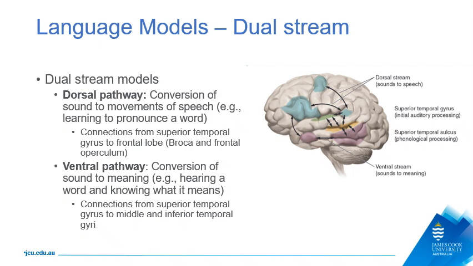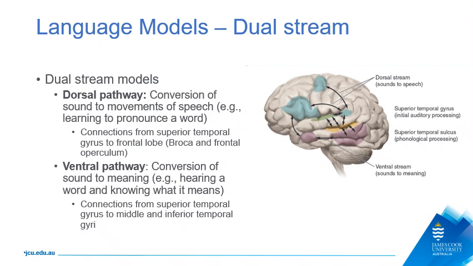So now the third kind of language model is what we call the dual stream models, not just one, but a collection of them. But the kind of concept they propose is similar. It involves a dorsal pathway and a ventral pathway, just like what we have in our visual processing system. The dorsal pathway is involved in the conversion of sound to movements of speech, such as when we are learning to pronounce a word. So our dorsal pathway will be involved. And the areas involved will be the superior temporal gyrus and the frontal lobe.